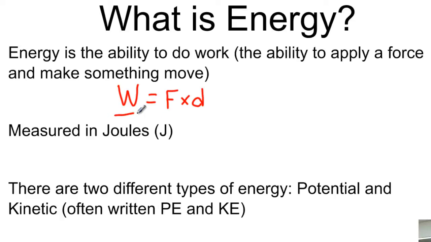Now, just like work is measured in joules, so is energy. Energy is measured in joules. Now, there are two basic types of energy. One is called potential energy, and we often abbreviate it as PE. And one is kinetic energy, which we often abbreviate as KE. Let's go ahead and take a look at the first type of energy right here, called potential energy.